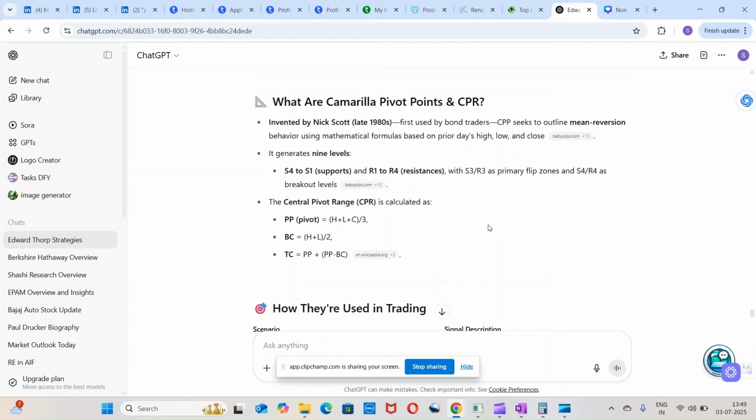The central pivot range is the CPR. This is also a very crucial indicator, and it is based on the pivot point, which is high plus low plus close divided by 3; BC, the bottom line, which is high plus low divided by 2; and TC, the top line, which is the pivot point minus BC, plus the pivot point. This is how it's calculated. Three lines appear on the chart.